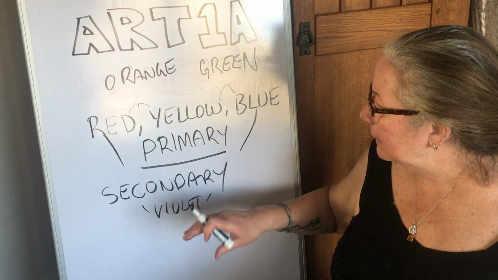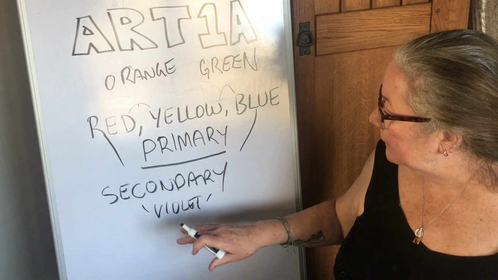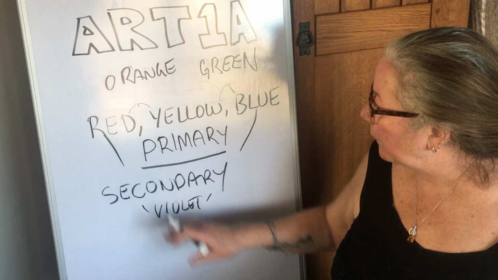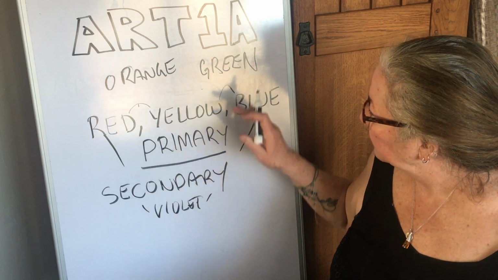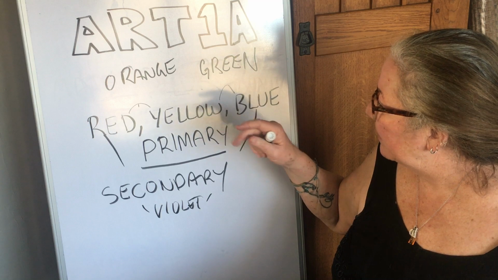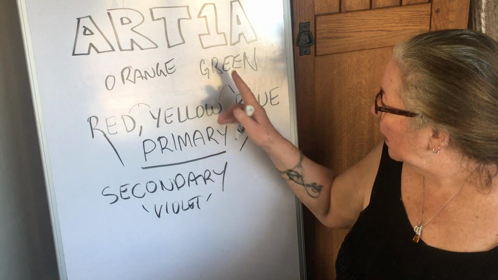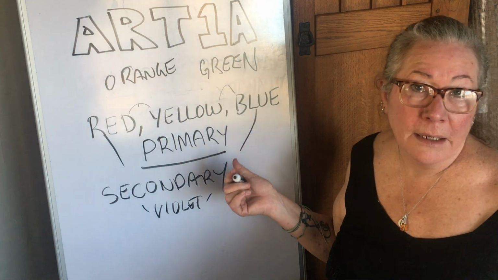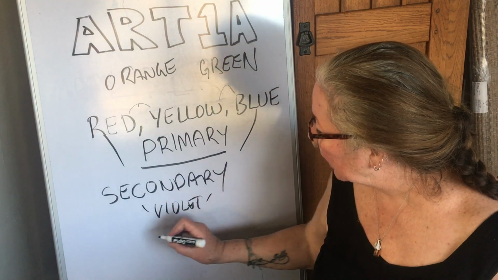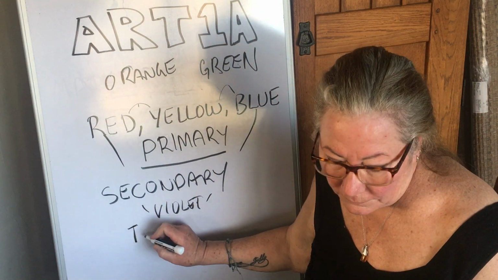Well, if you mix secondary colors together, like let's say I mixed orange and violet, or if I mixed green and blue together, right? That would be called a tertiary color. Okay.